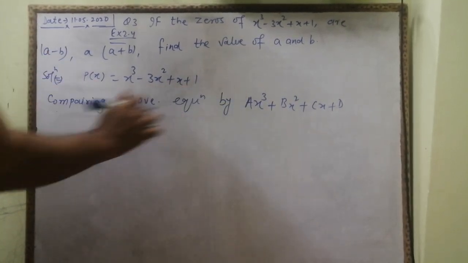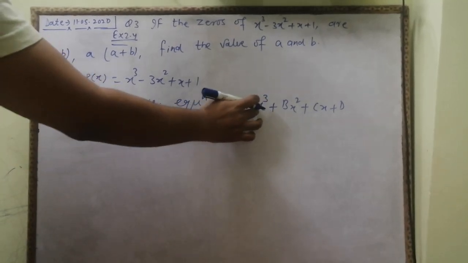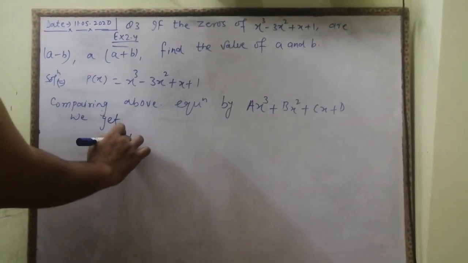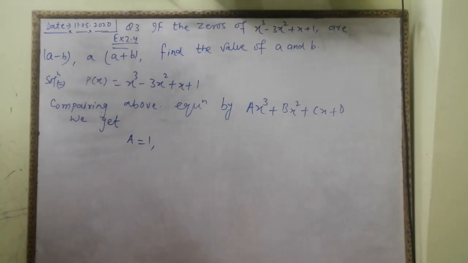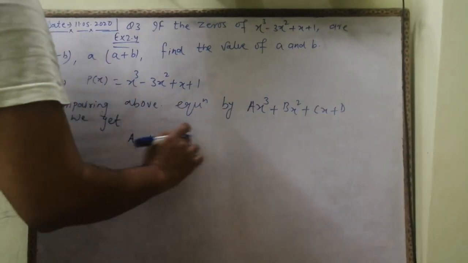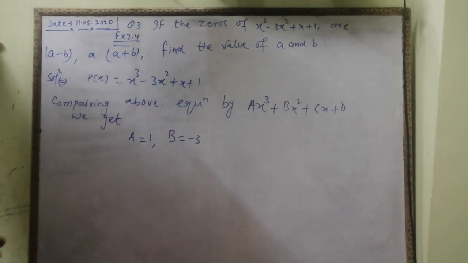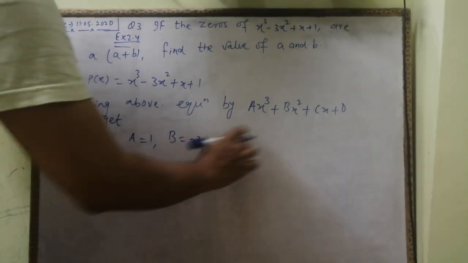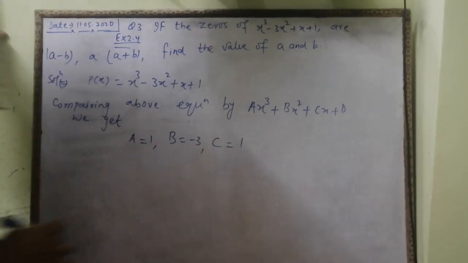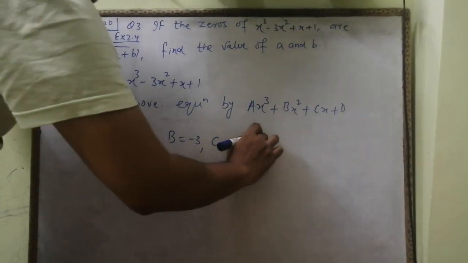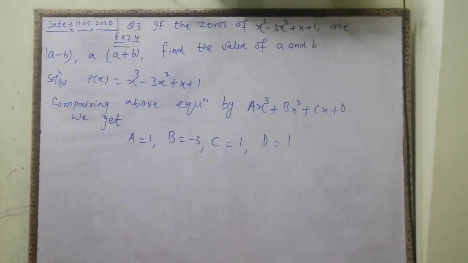So we get, what is the value of A? Here the coefficient of x cube is A, and the coefficient of x cube is 1, so A is equal to 1. The coefficient of x square is B, and here it is minus 3, so B is equal to minus 3. The coefficient of x is C, and here it is 1, so C is equal to 1. Now the constant term is D and the last term is 1, so D is equal to 1.